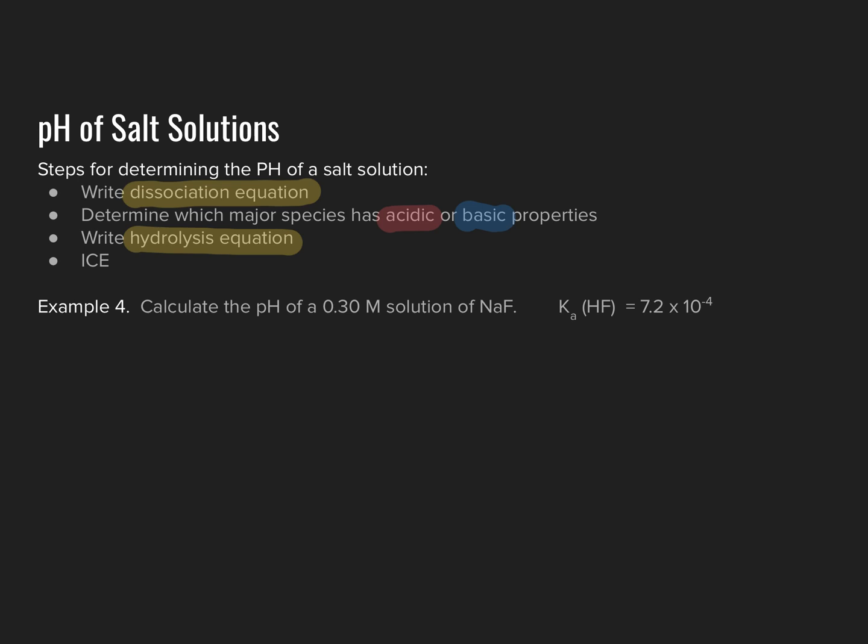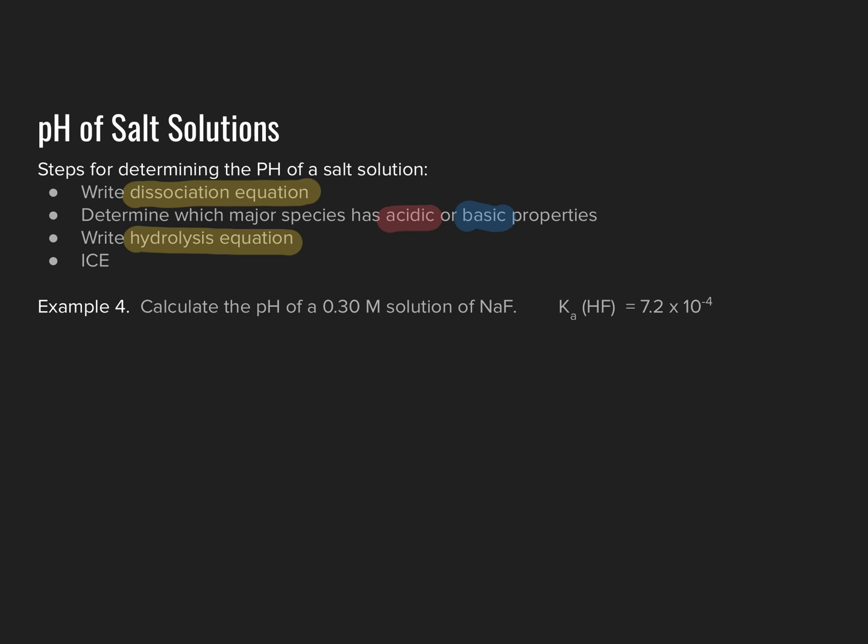This is example number 4, in which we're going to ask you to calculate the pH of a 0.30 molar solution of sodium fluoride, NaF. And you'll see here that I'm giving you one additional piece of information, which is that the Ka of hydrofluoric acid, the weak acid HF, is 7.2 times 10 to the negative 4. So, following our sequence of steps, let's start by writing the dissociation equation for our salt NaF.